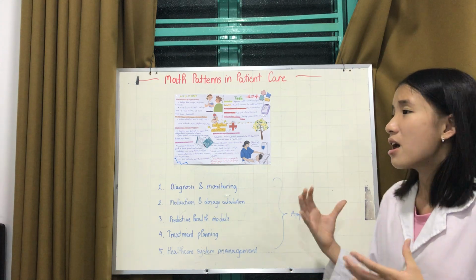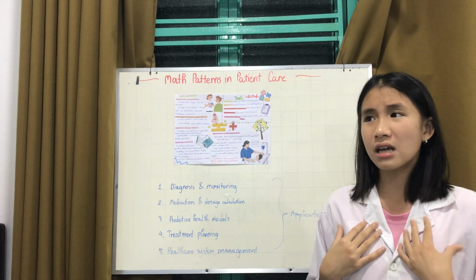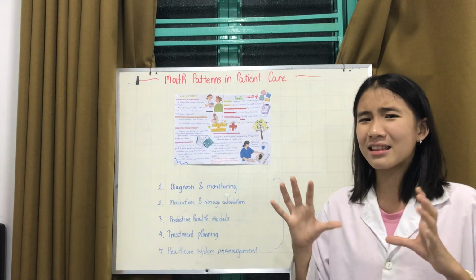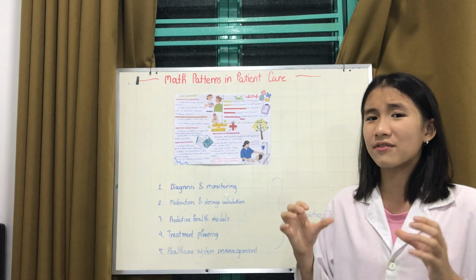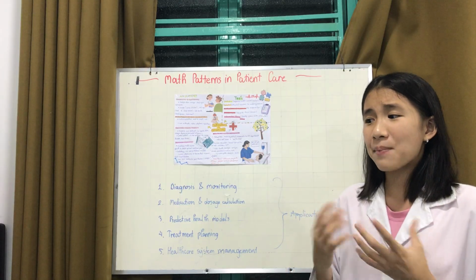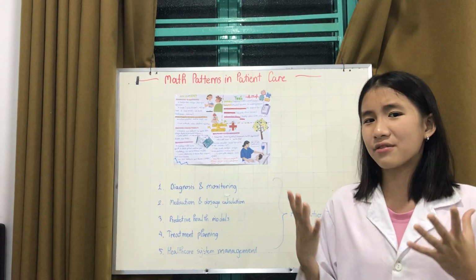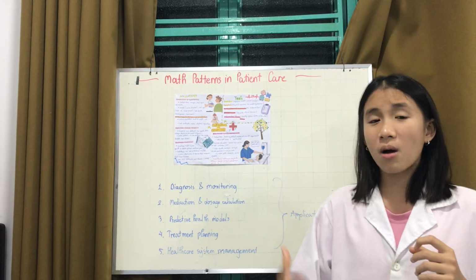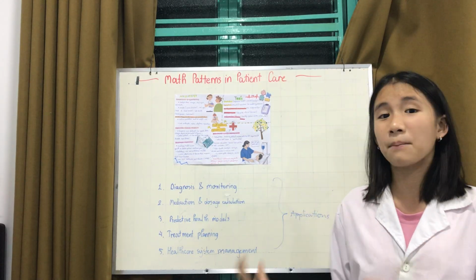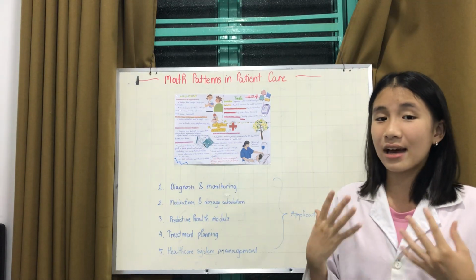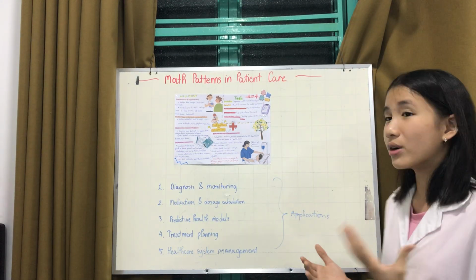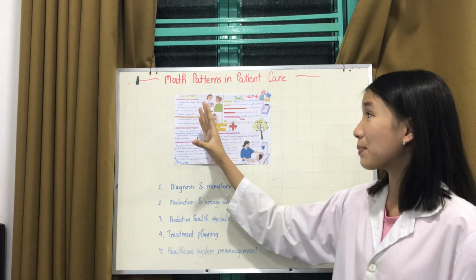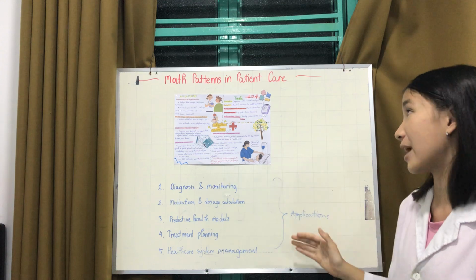Take, for example, if I were a doctor and I would give a patient medication and I calculated the ratio or the amounts to give the patient wrong, then that patient will have the incorrect dosage of that medication, and then more problems will arise and they will come back to me, and I have to take accountability for that. So we wouldn't want that, would we? And that is for the health applications of math patterns in patient care.